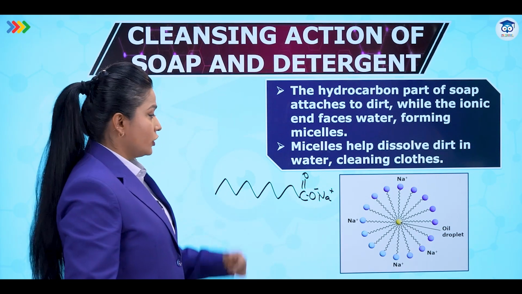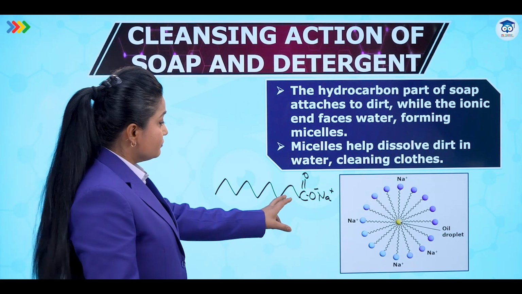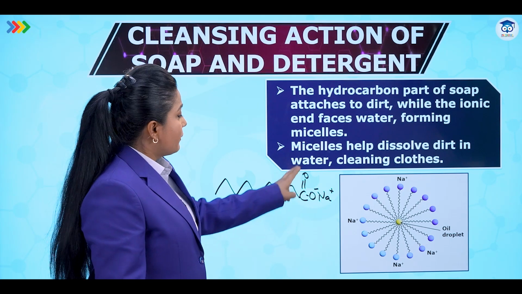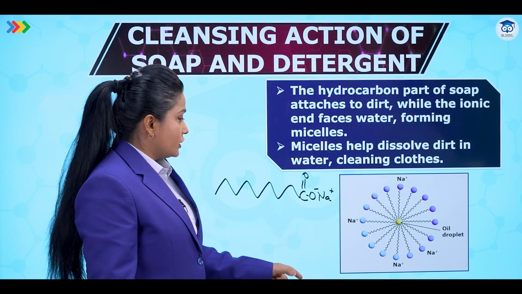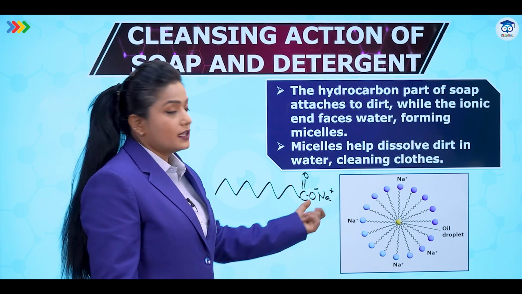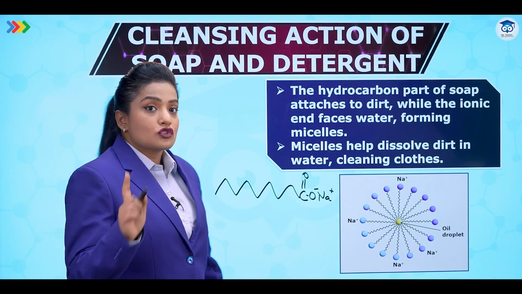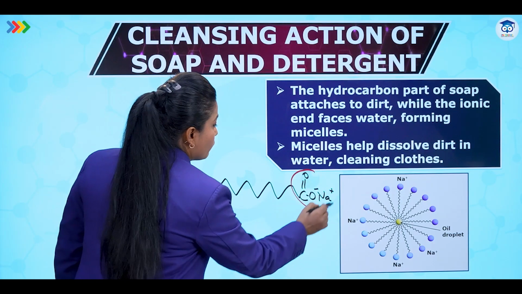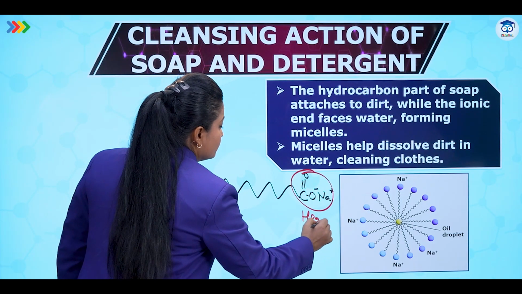So this is my soap molecule. On this side I have made the carboxylic part: C double bond O, O negative, Na positive. So we have ions over here, negative and positive. This part is called the ionic head. I can make a head over here. This is called the head.